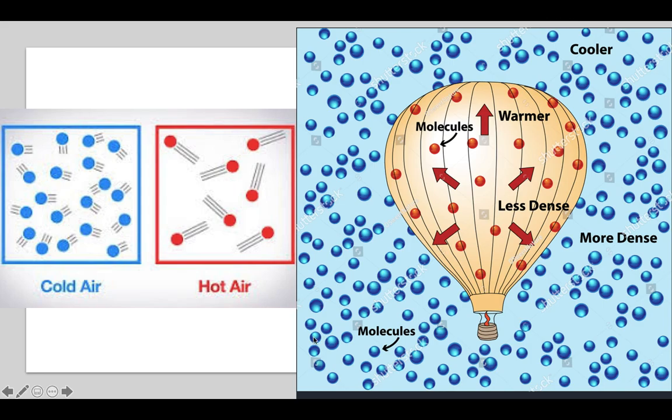Well, if you look at the picture, the air that's on the outside of the hot air balloon is colder, and those molecules are closer together. So I wrote here on the screen, the molecules on the outside of the hot air balloon are closer together and they are more dense. That means that air is packed more tightly with air molecules. Therefore, it is heavier. I know that seems weird that air would be heavier, but that air is actually heavier.